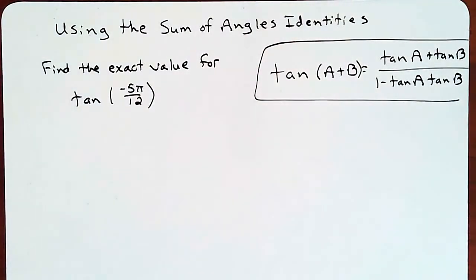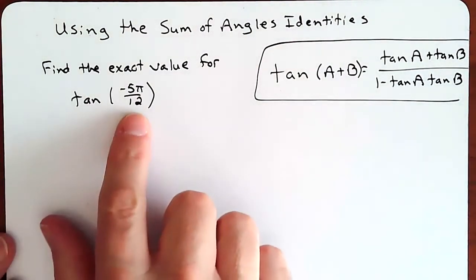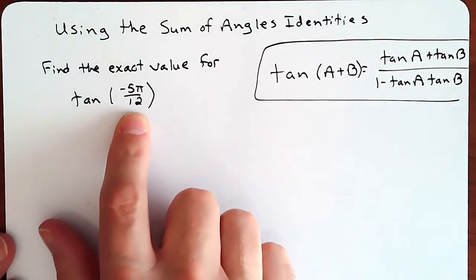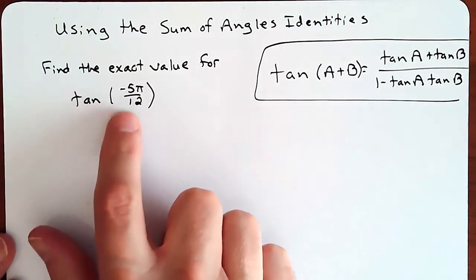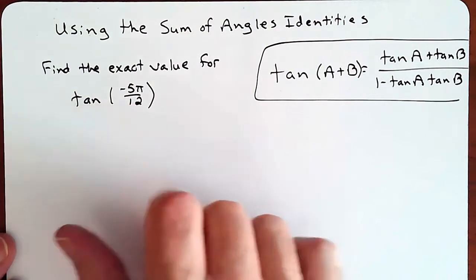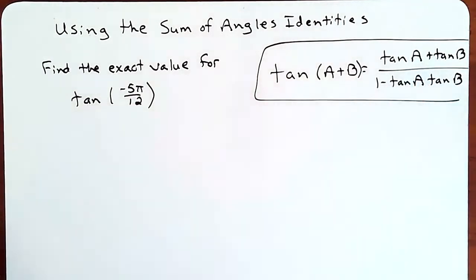In this example, we are going to try to find the exact value for tangent of negative 5 pi over 12. And tangent just ends up being a little more challenging than sines and cosines because of the fraction. And we're going to potentially have some square roots involved, and we'll have to clean that up. So let's start this process.